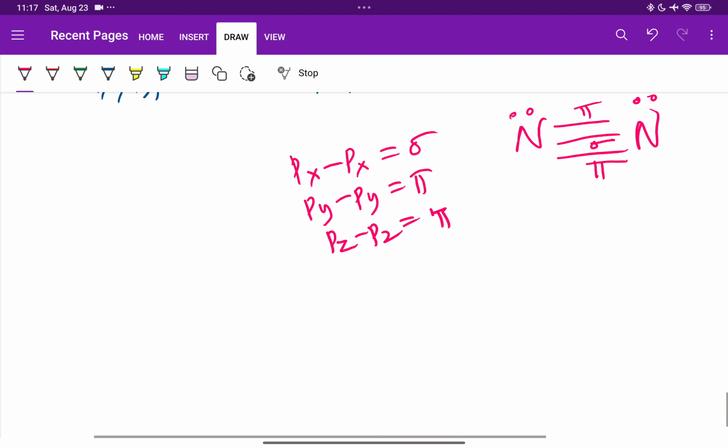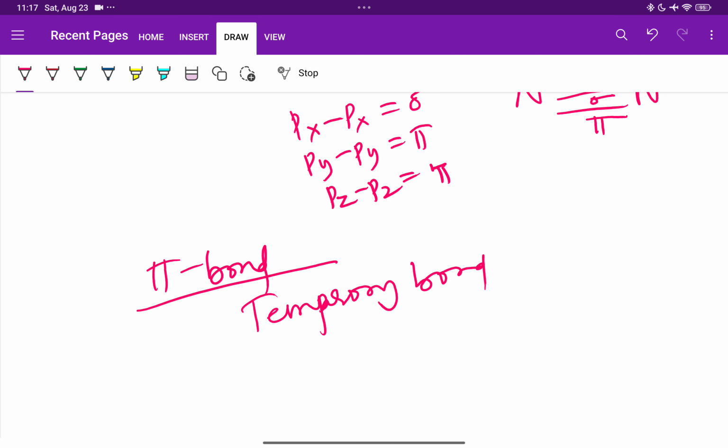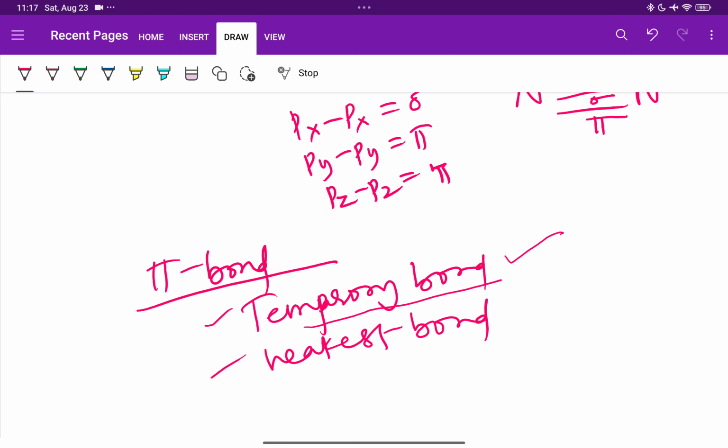And finally I want to tell 3 points about pi bond. That is, pi bond is a temporary bond, and pi bond is the weakest bond, because after forming the sigma bond, pi bond will form. So we call it a temporary bond. And orbitals partially overlapping give us the pi bond. So that is why partial overlapping is always weak, so we can call it the weakest bond.